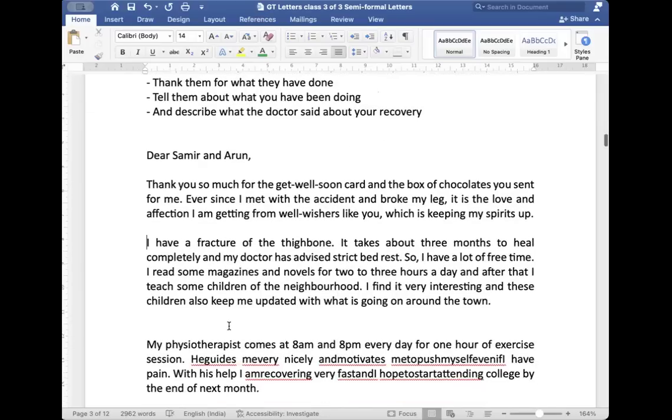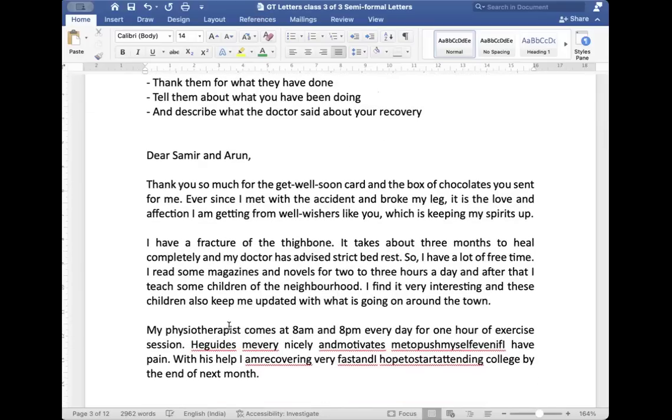I have a fracture of the thigh bone. It takes about 3 months to heal completely, and my doctor has advised strict bed rest. So I have a lot of free time. I read some magazines and novels for 2 or 3 hours a day. And after that, I teach some children of the neighborhood. I find it very interesting, and these children also keep me updated with what is going on around the town.